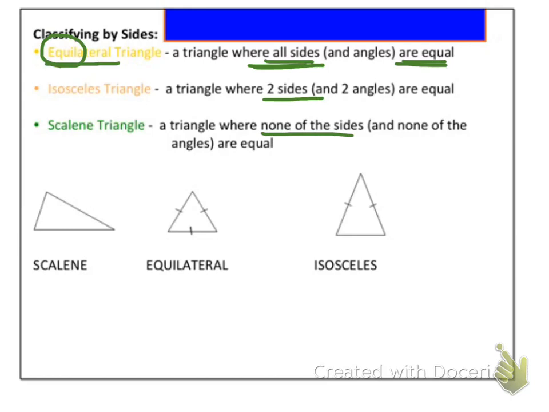Then you have your pictures there. Scalene, so see how nothing's marked up? That means nothing's congruent. Equilateral has these dashes here, meaning they're all congruent. Isosceles, only 2 dashes, so that means only those 2 sides are congruent.